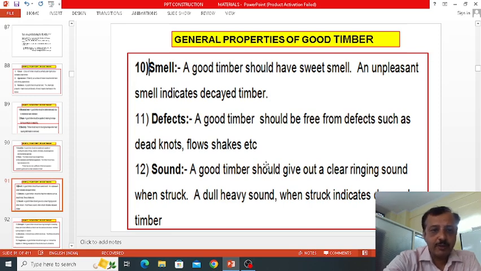The smell. A good timber should have a sweet smell. An unpleasant smell indicates decayed or rotten timber. When you smell freshly cut timber, it should give a very good smell. The defects. The timber should be free from defects such as dead knots, flaws or shakes. Sound. A timber should give out a clear ringing sound when struck against each other. A dull sound indicates decayed timber.